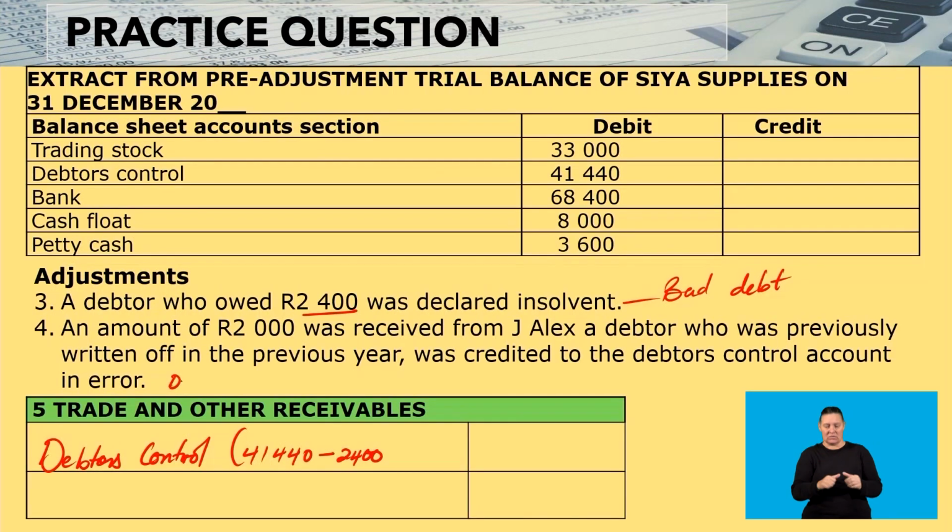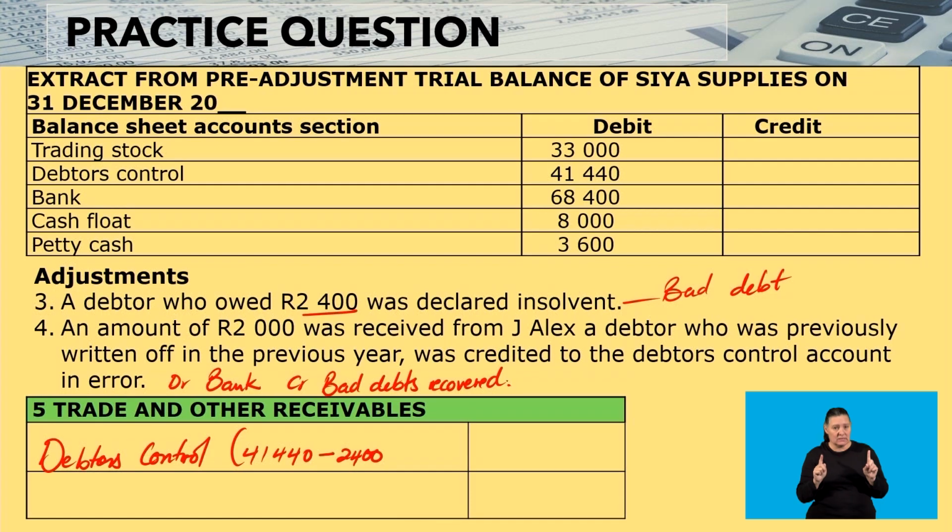When an amount is written off as a bad debt in the previous year and we recover that amount, it affects two accounts. We will debit our bank account and we will credit what is known as bad debts recovered. That is what we do.